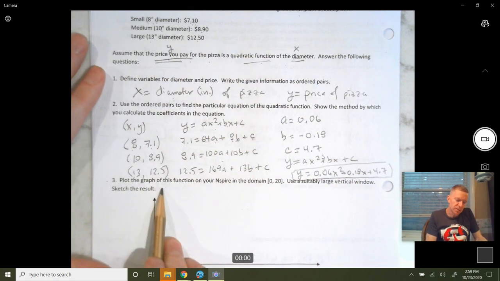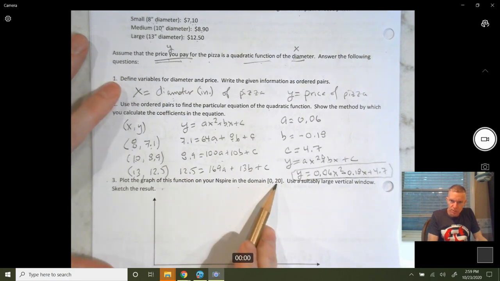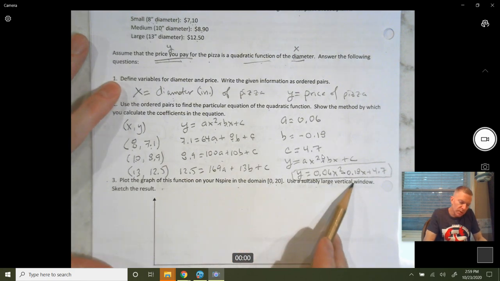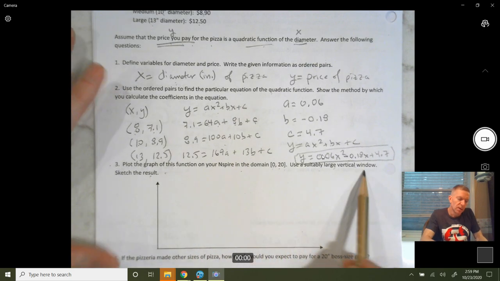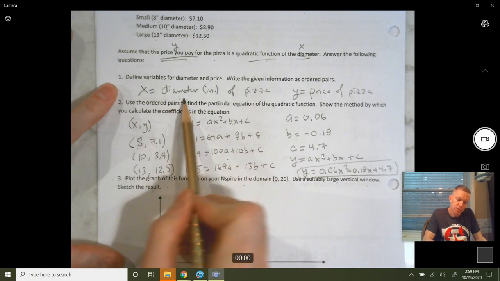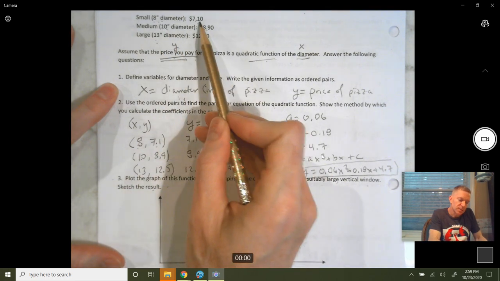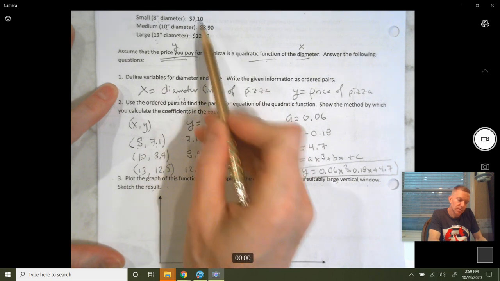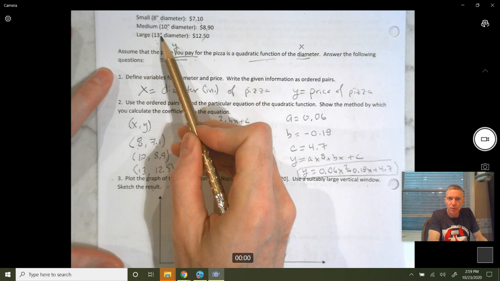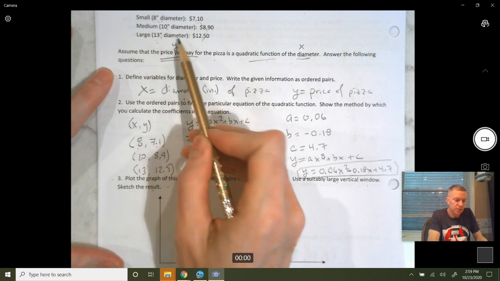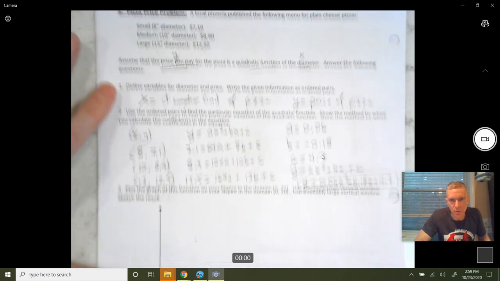Plot the graph of this function on your Inspire in the domain, so x goes from 0 to 20. Use a suitably large vertical window, sketch your results. You've got to think about how big you want your window to be. By x values, the diameter goes all the way up to a 20-inch diameter. Remember that the area of a pizza is pi r squared, so it's a quadratic relationship. So that's probably why these values are going up so quickly.